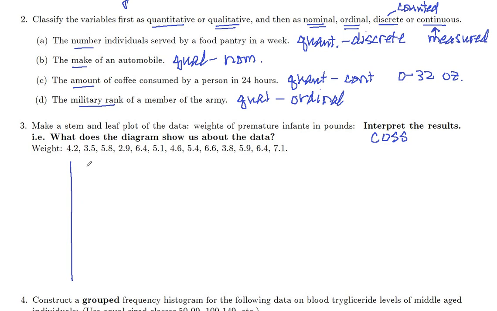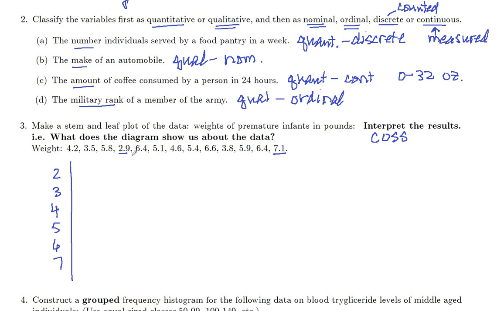So we can either go from high to low or low to high, doesn't matter. Let's find our low here. So I see a 2.9, and then I don't see anything smaller than that. And then for the high, I see a 7.1. I don't think I see anything higher. So we've got from 2 to 7, and these are in pounds. Okay, so 2, 3, 4, 5, 6, and 7. There's our stems.